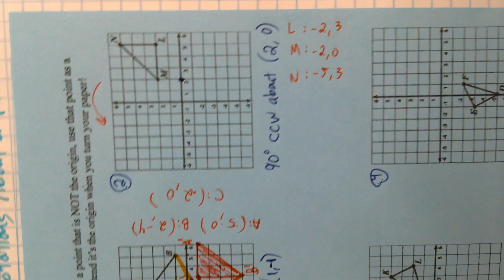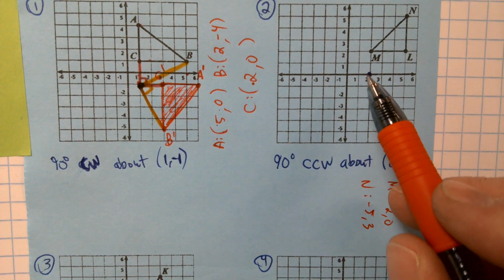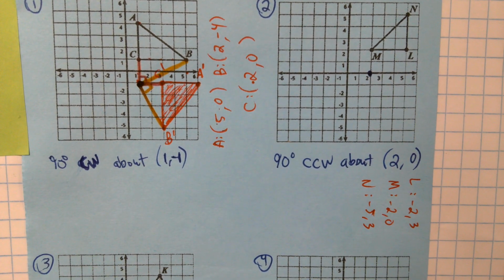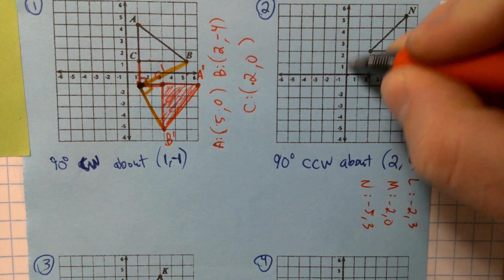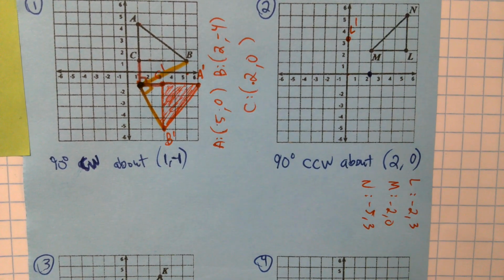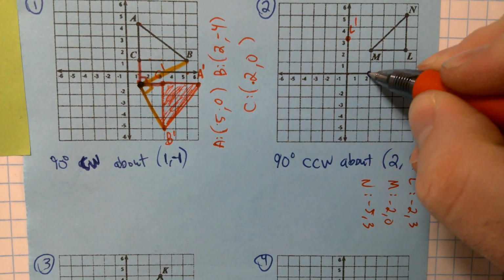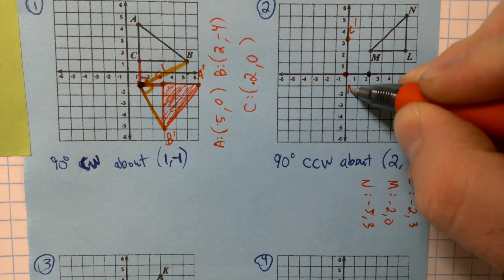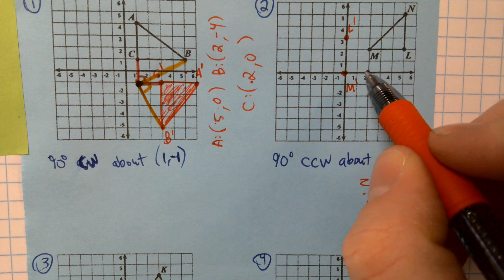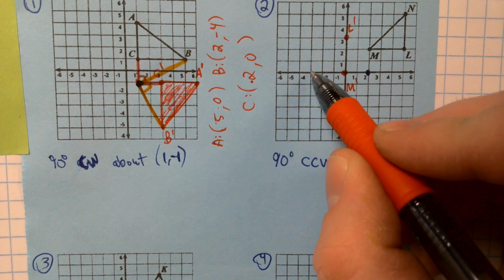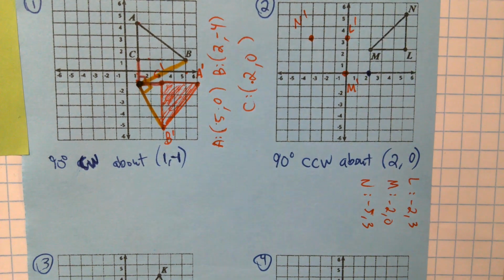Yeah? Alright, I'm going to turn it back around and I'm going to plot those points, pretending once again that this blue dot is my origin, starting with L prime, 2 spaces to the left, 3 spaces up, there's L prime. M, 2 spaces to the left, 0 spaces up, there's M prime. N, 5 spaces to the left, 3 spaces up, there is N prime.